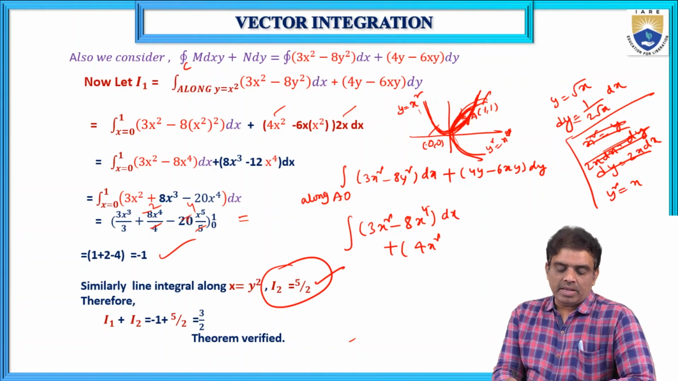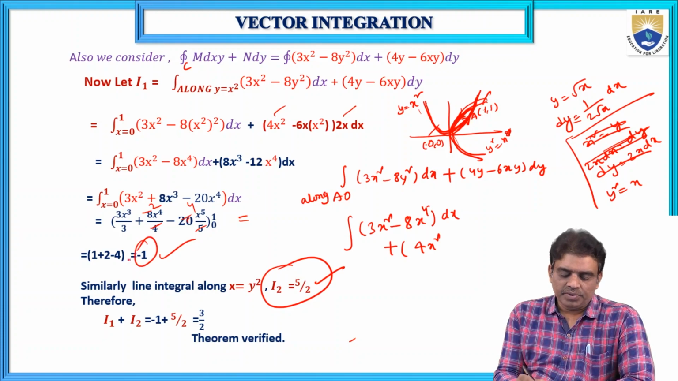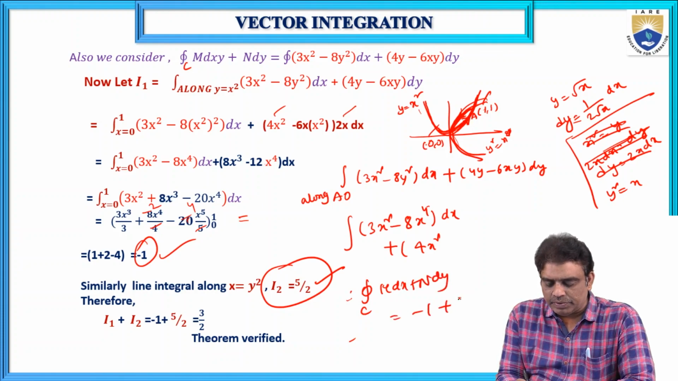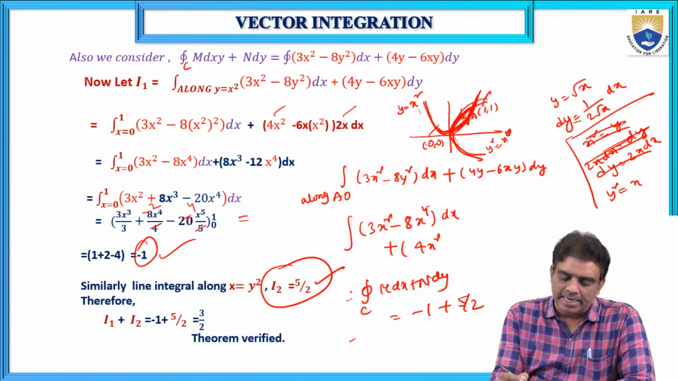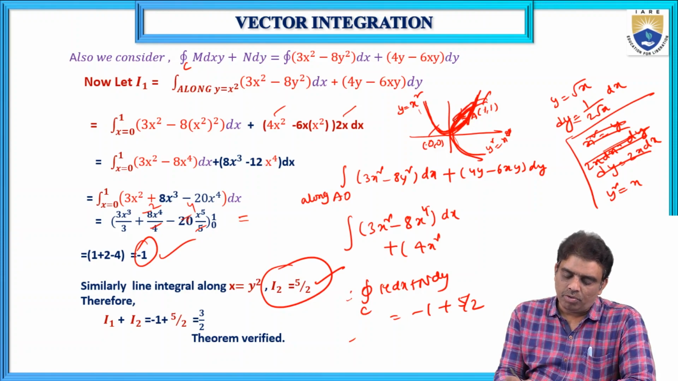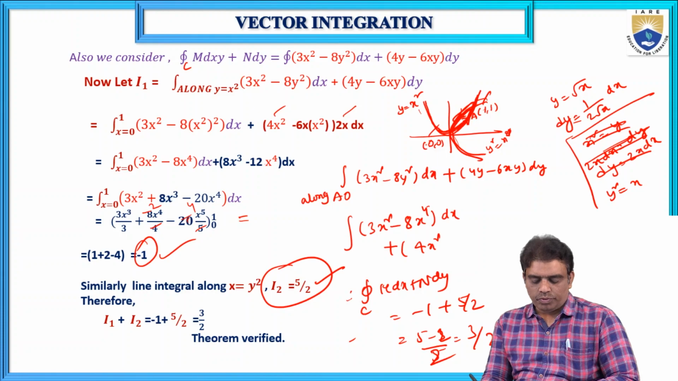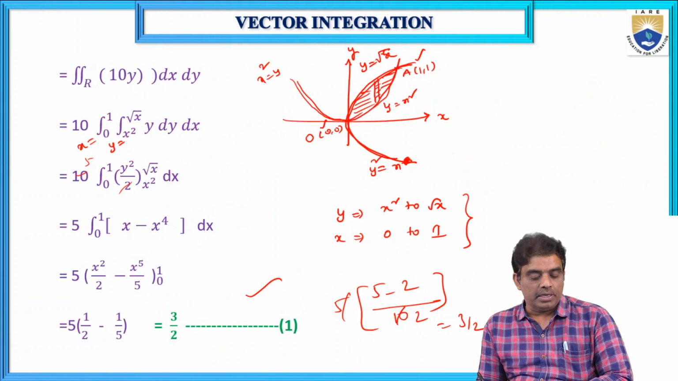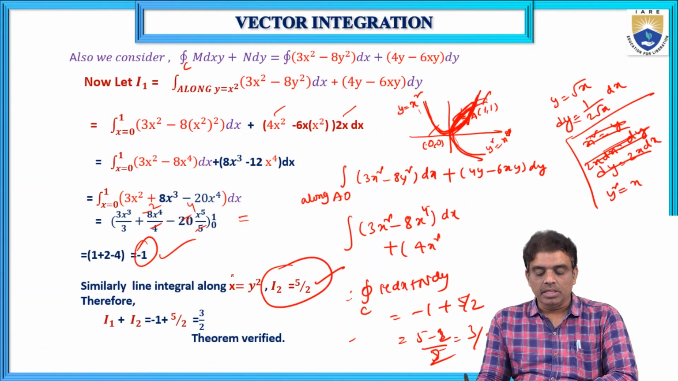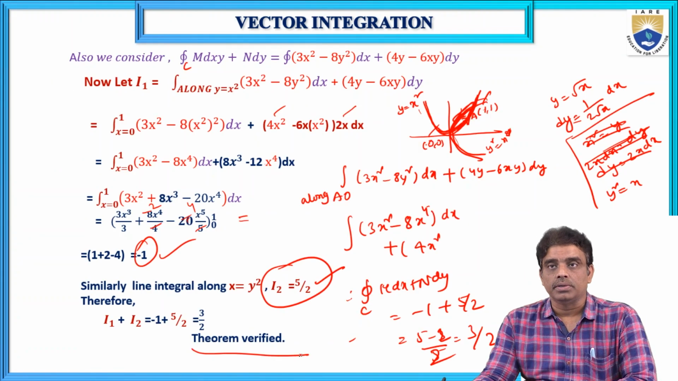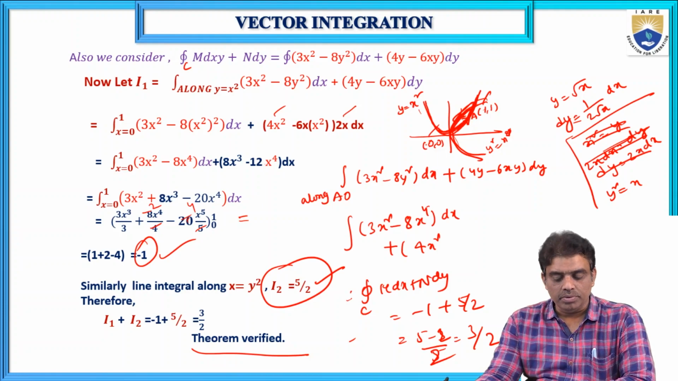So the first integral value we have already reached is minus 1. Therefore, the complete integral over C of m dx plus n dy is equal to first, minus 1 along OA, minus 1, plus along AO 5 by 2, that is equal to 5 by 2 minus 1, that is equal to 3 by 2. So we already calculated the double integral value, that is also 3 by 2. Therefore, Green's theorem verified. That is the required solution. I hope this is clear for all of you.